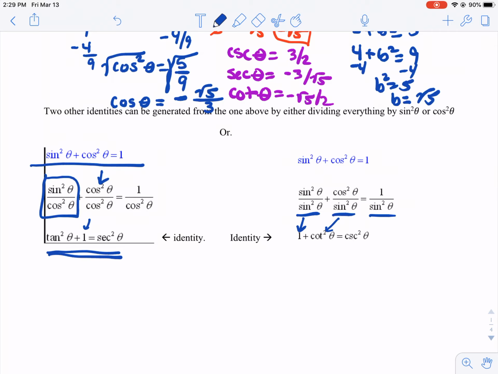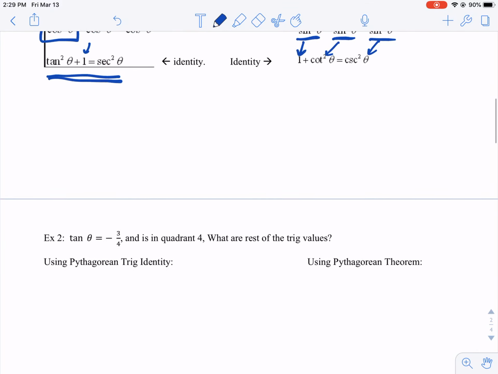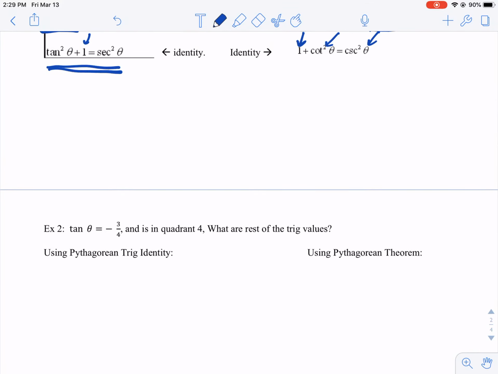And then the flip of a sine is a cosecant, so that's how we end up with cosecant squared. So if you divide everybody by cosine squared, you get the second identity. If you divide everybody by sine squared, you get the third identity. So you really only have to memorize one. So we're going to look at example 2.